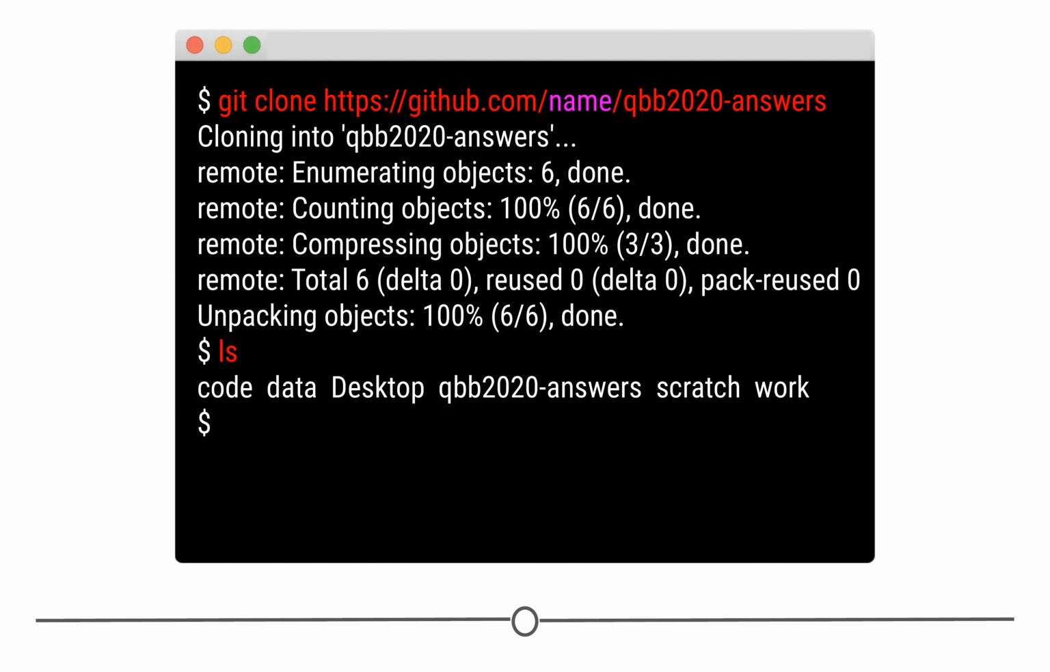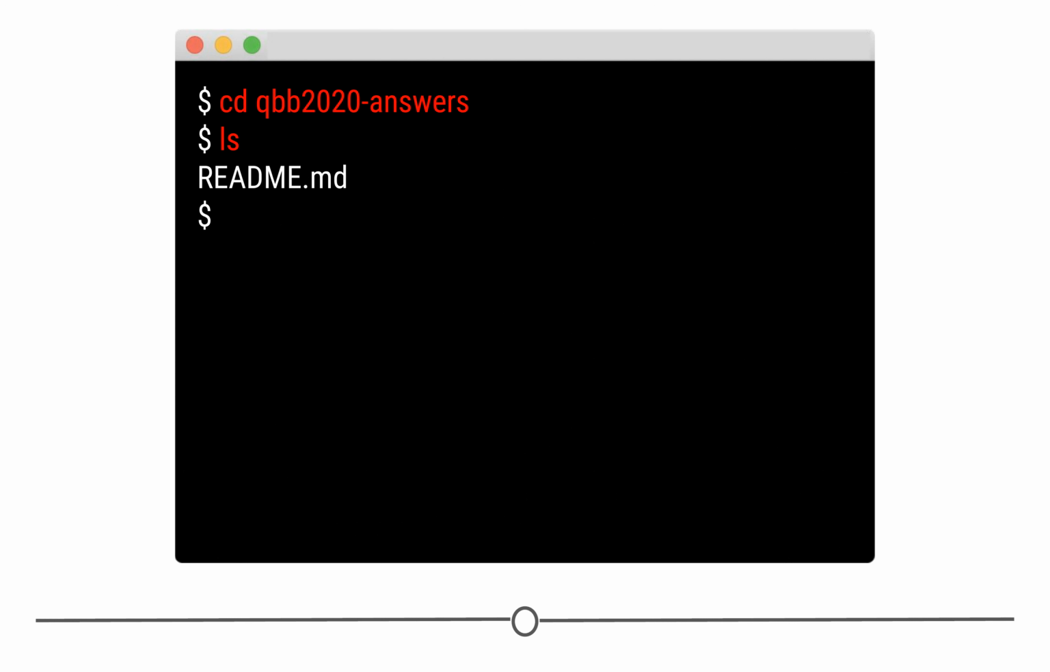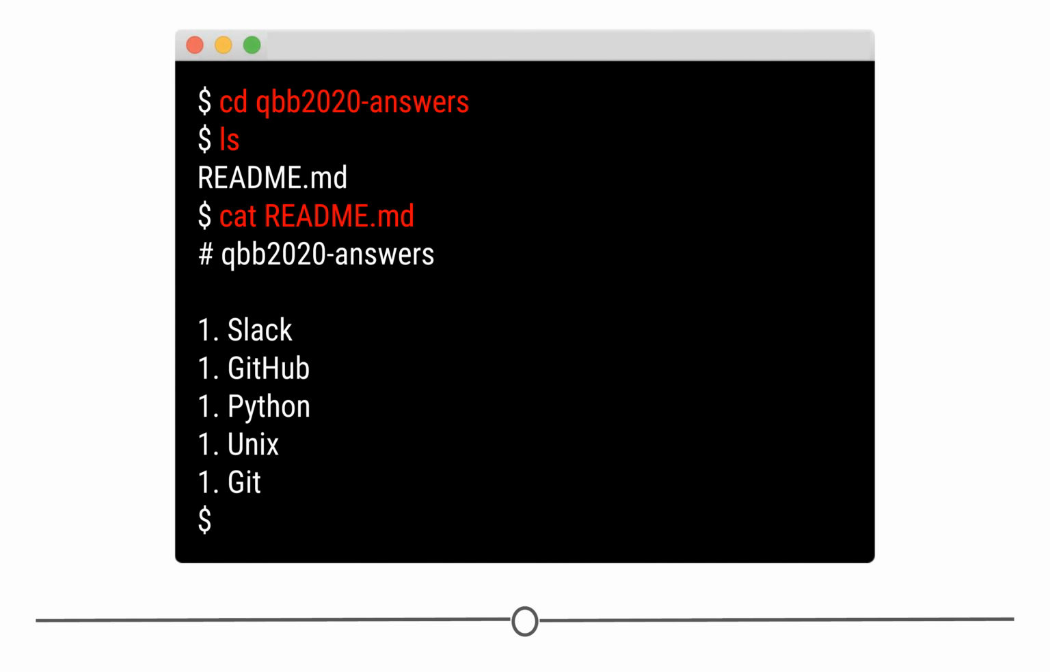QBB 2020 Answers. One final check. First, change directories into QBB 2020 Answers and confirm by listing files to see the single readme.md file. Display the contents of the file by typing in the command cat readme.md. You should see the list of items that you entered using the website.